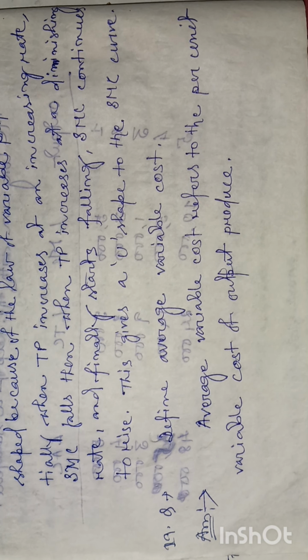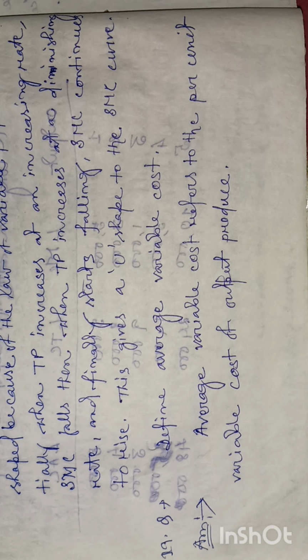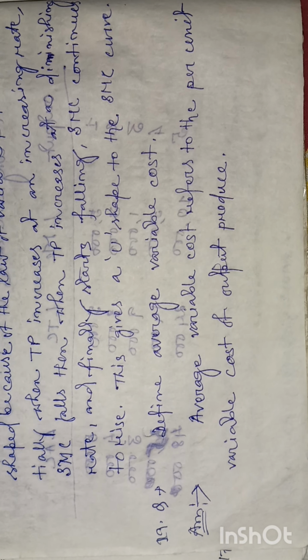Define average variable cost. Average variable cost refers to the per unit variable cost of output produced.